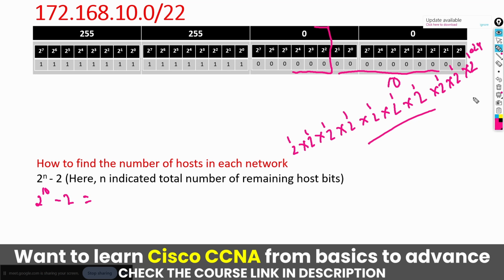Now tell me how many hosts you will get here. 1024 minus 2. Good. So it's 1022. 1024 minus 2 is equal to 1022. Right. So on each network you will get this number of IP addresses, meaning this number of host addresses. Clear?